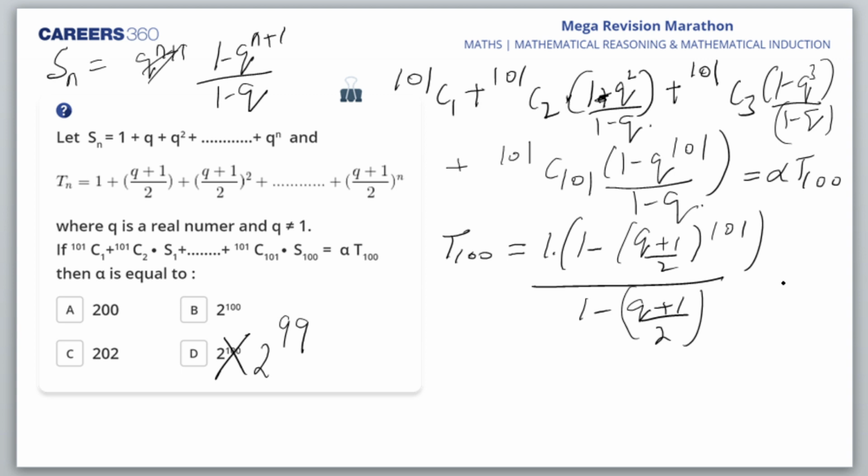Is it okay? Now, this would become 2 minus Q, so the denominator would become 1 minus Q. Am I right? So I see that 1 minus Q would be cancelled everywhere. When I put T100, 1 minus Q would be cancelled. And here 100C1 (1 plus Q) would come.